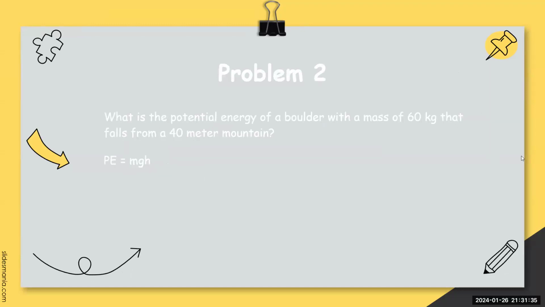And then for problem 2, what is the potential energy of a boulder with a mass of 60 kilograms that falls from a 40-meter mountain? For this problem, you have to use the formula: potential energy is equal to mgh, where the mass is 60 kilograms and the height is 40 meters. So we just multiply them: 60 kilograms multiplied by the gravitational acceleration, which is 10, multiplied by 40 meters, and we get 24,000 joules.